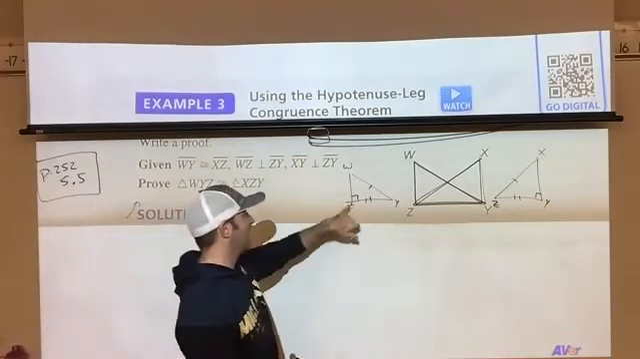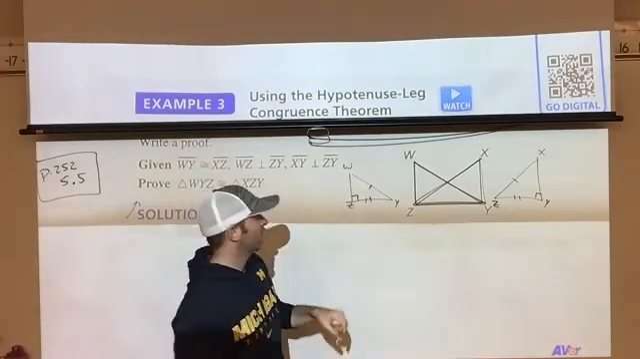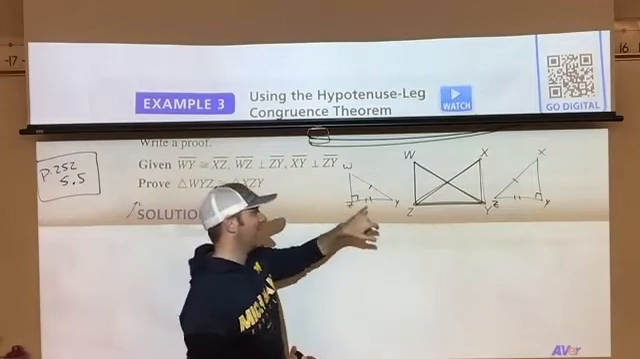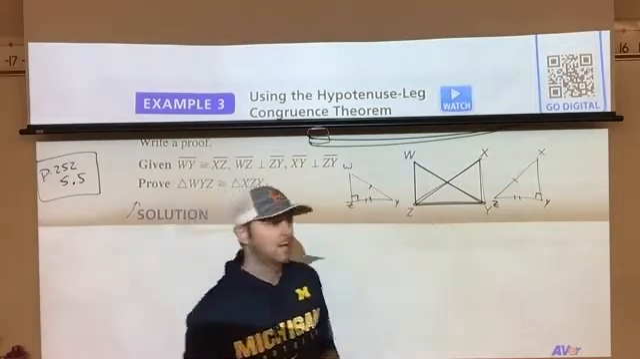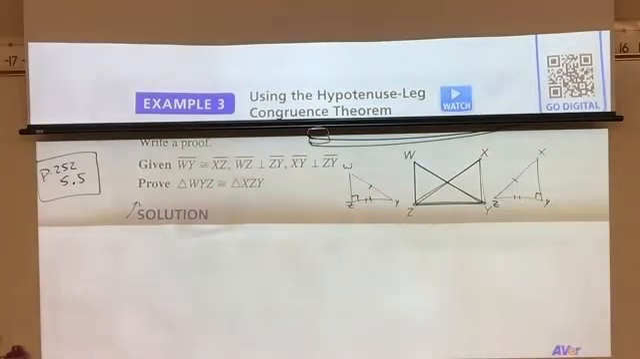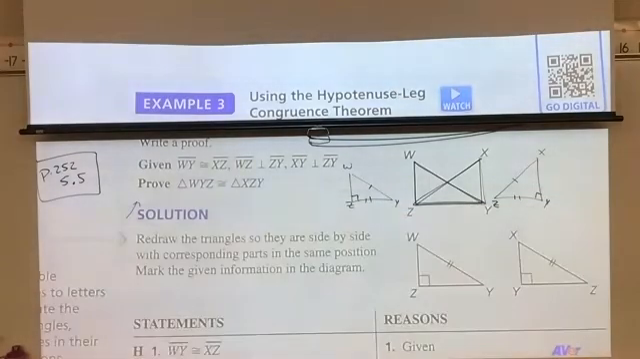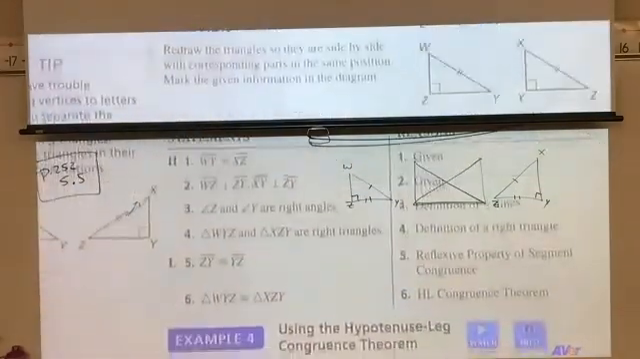And so now I have the fact that they're right triangles. I have the hypotenuse congruent. I have a leg congruent. I can use HL. Let's take a look at that proof. Okay, the proof that they have.